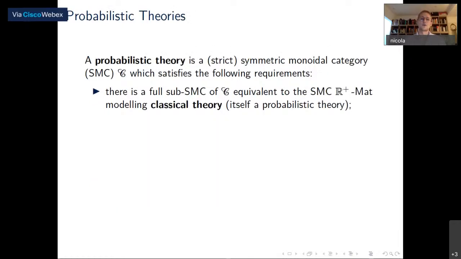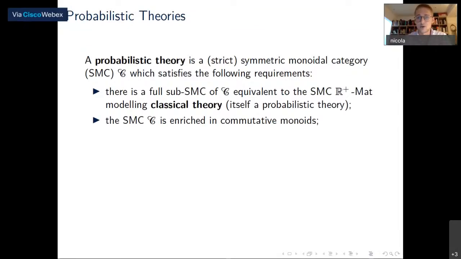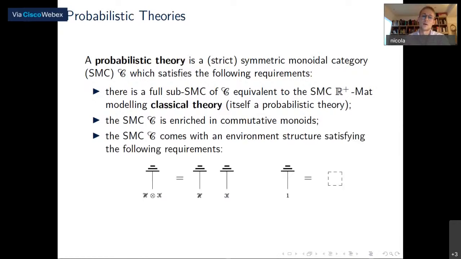So the framework is the one of a probabilistic theory, which is a strict symmetric monoidal category satisfying some additional requirements, so that there is a full symmetric monoidal subcategory equivalent to the positive real matrices, which models the classical theory. It is enriched in commutative monoids, so we can take the sum of morphisms, and comes with an environment structure, which satisfies some requirements, so that it factors for product systems, and it is equal to the empty diagram for the tensor unit.